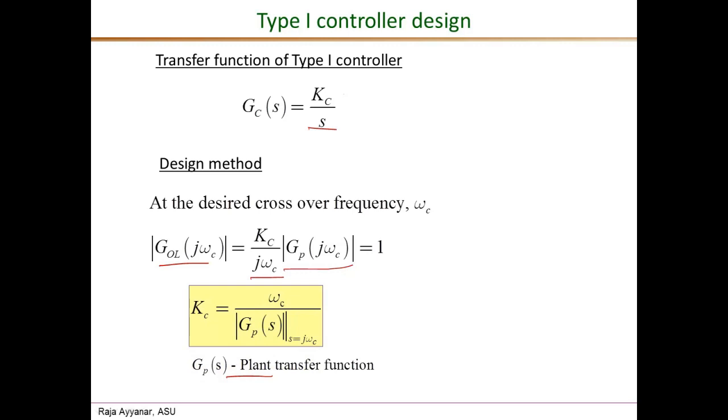So Kc should be 1 over the magnitude of GP at j omega c, which is given here, times the magnitude of j omega c. Its magnitude is simply omega c. So that is the final expression for Kc. I should have actually written this as the magnitude here. It's the magnitude; only then does this become simply omega c.